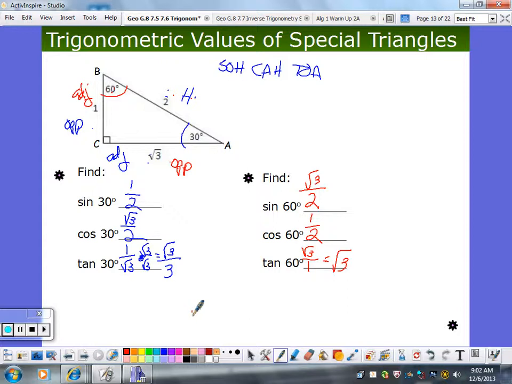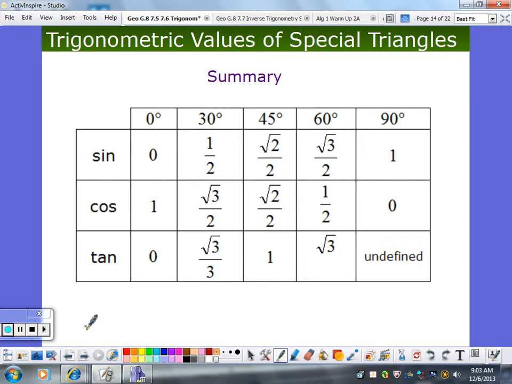Okay. Yes? That's not so hard. And then I have a little table. I think that's next. It's a little summary. We didn't really talk about the 0-degree ones or the 90-degree ones. So here you go. The sine of 0 degrees is 0, and the sine of 90 is 1. The cosine of 0 is 1, and the cosine of 90 is 0. And tangent of 0 is 0.